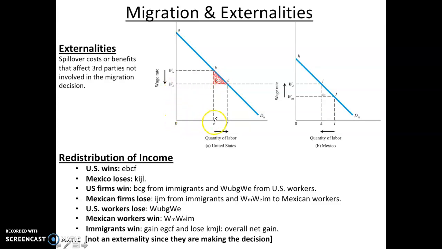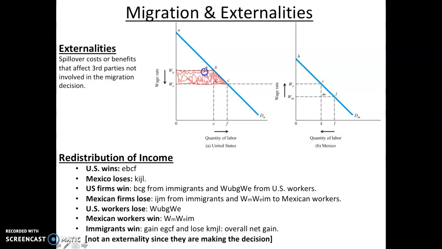Remember, 0 to E American workers were there before the Mexicans came in, and they're there after the Mexican migrants come in. So they're still working in the U.S., but they're now getting a lower wage. And that's represented from WU down to WE for each of these workers, 0 to E. And we can shade that area in a little bit here, kind of highlight the gain that the firm in the U.S. gets.